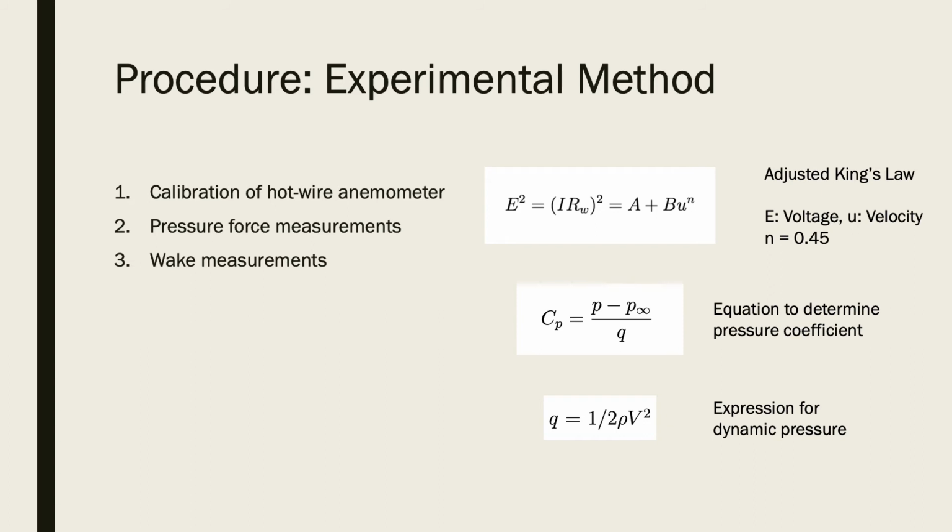For this experiment, the velocity was 25 meters per second, and the angles of attack were 0, 4, 8, and 20 degrees for the airfoil. Next, the hot wire anemometer is placed behind the airfoil to measure the wake velocity profile using the same 25 meter per second upstream velocity and angles of attack from before.